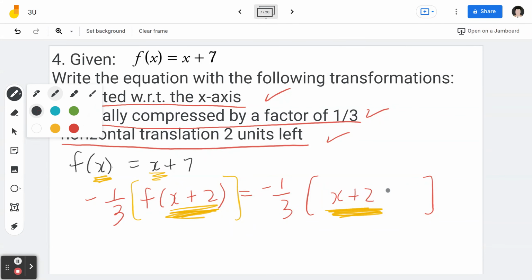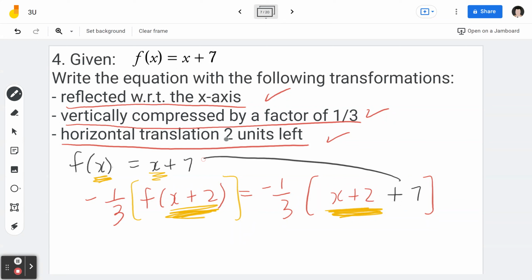The plus 7 you're copying, right? I'm even going to use the same color just to show you this is the part you copy. Let me go back to the previous color. So really, if you look at it, this is negative 1 over 3 in brackets x plus 9. If you expand that, the new function, which again is going to be negative 1 over 3 times x.